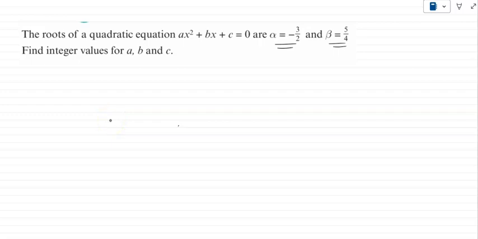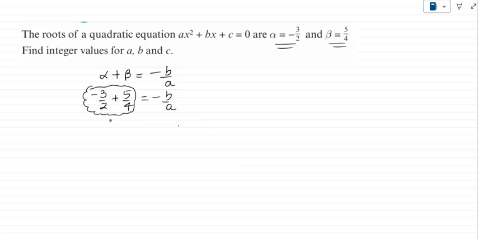So welcome back if you have tried. So you have found alpha plus beta. Alpha plus beta is what? Minus b over a, right? But what is the alpha value? That is minus 3 by 2. And what is the beta value? 5 over 4. So once you simplify minus 3 by 2 and 5 over 4, what did you get?